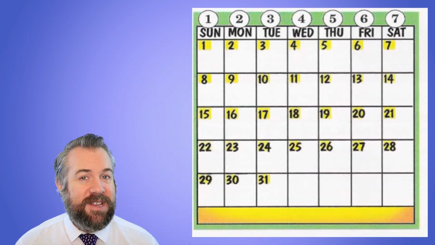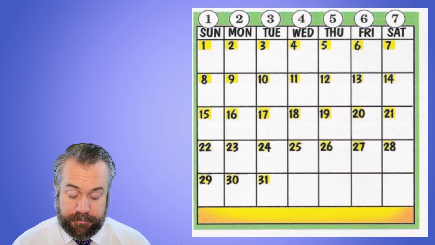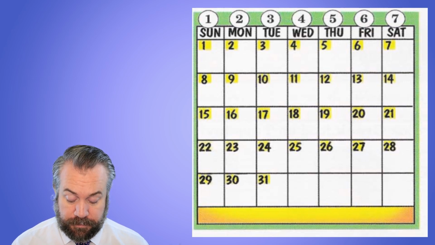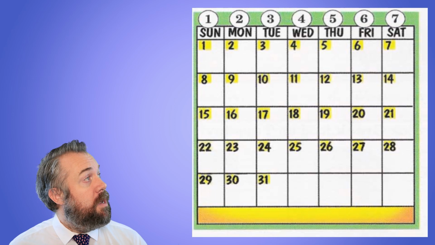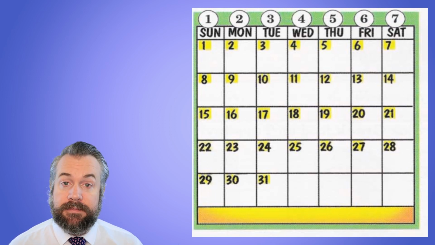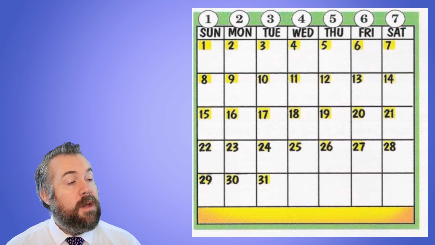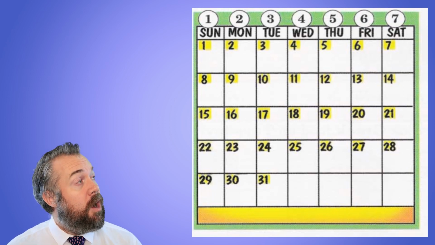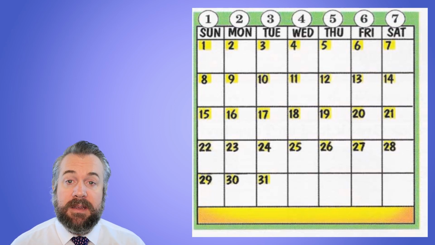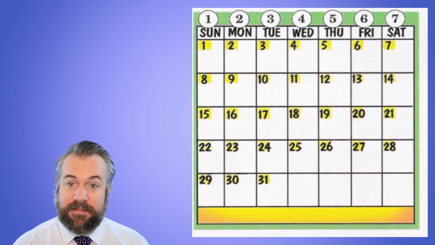Okay. This week we will start on page 87 and we have vocabulary. Let's have a look at that vocabulary. The first picture from page 87 shows us a calendar. Number 1 through 7 are the days of the week, starting with number 1, Sunday.